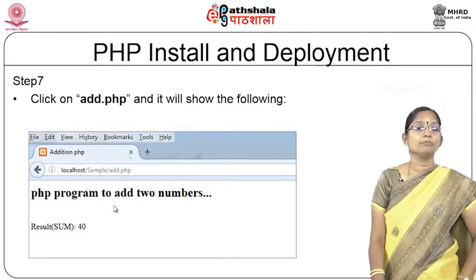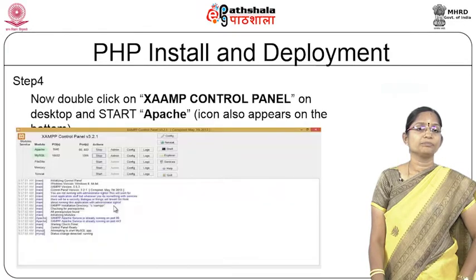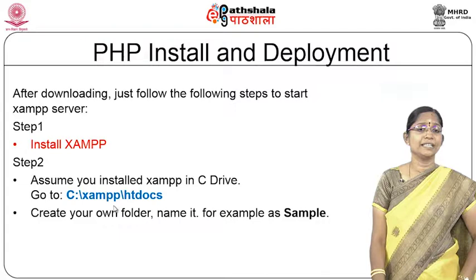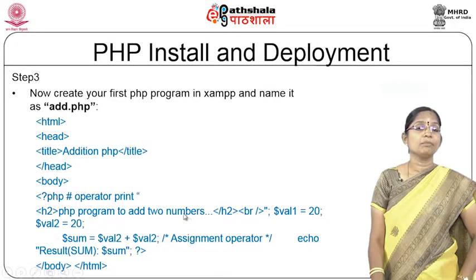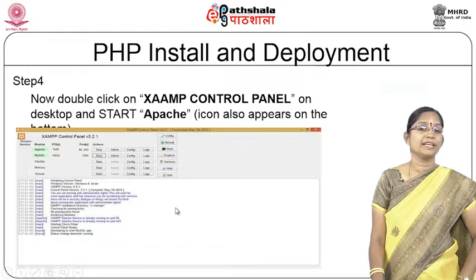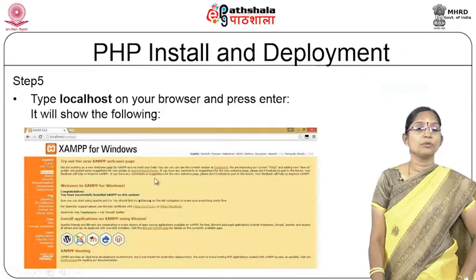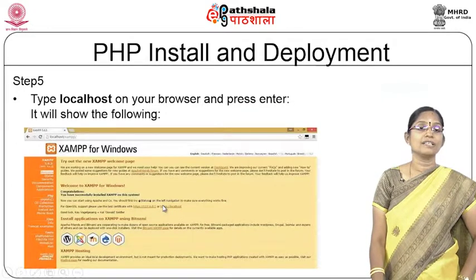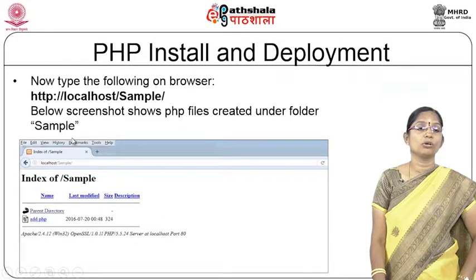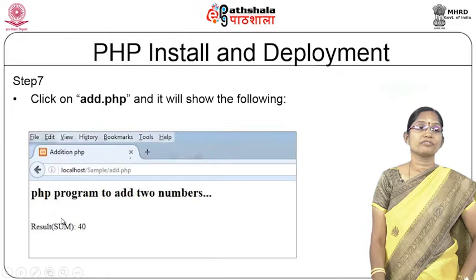Now let me summarize once again. You can download the XAMPP server. After installing it, under htdocs you can create a folder called sample. Under the sample folder you can create any PHP file like this. Then the server has to be started. Once the server has been started, you can check whether it is running or not. Once the server is running, you can go to the folder you have. Under this folder you can click the specific file, then the results of the file will be displayed to you. So this is the installation and deployment of PHP.